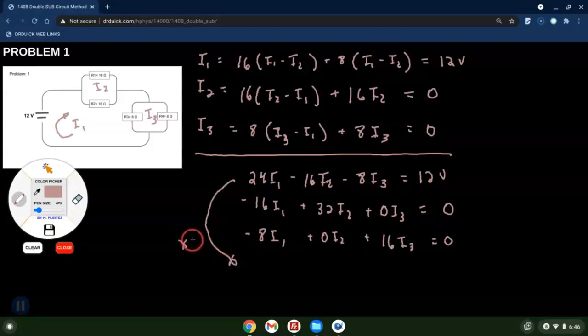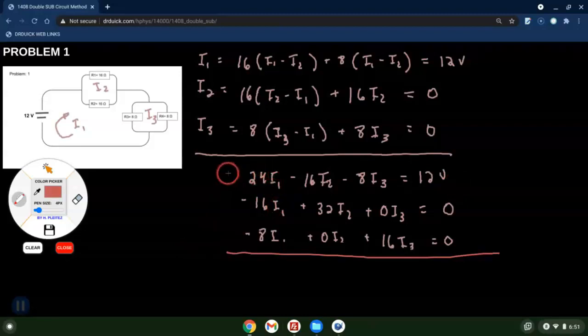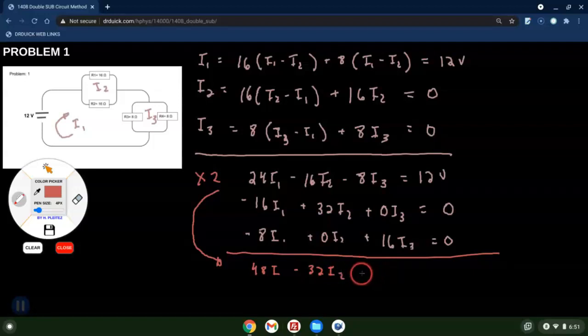Now the rules of math: you can do to one side what you do to the other. I'm going to double this guy up on top. The reason why I'm putting this one times 2 is I multiply this guy by 2. I get 48 I1 minus 32 I2 minus 16 I3 equals 24. Multiply the whole thing by 2. Okay?